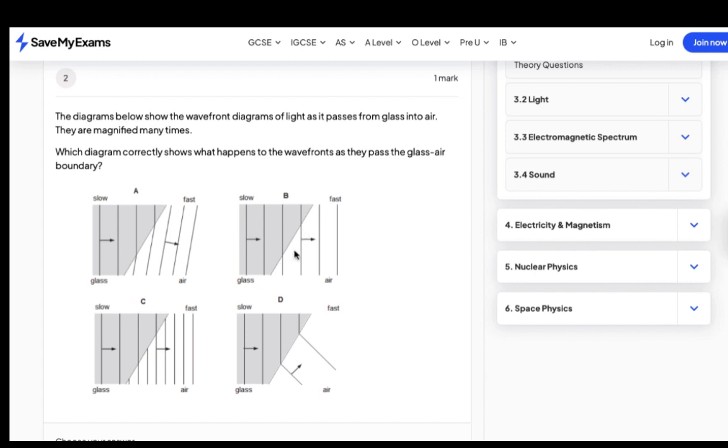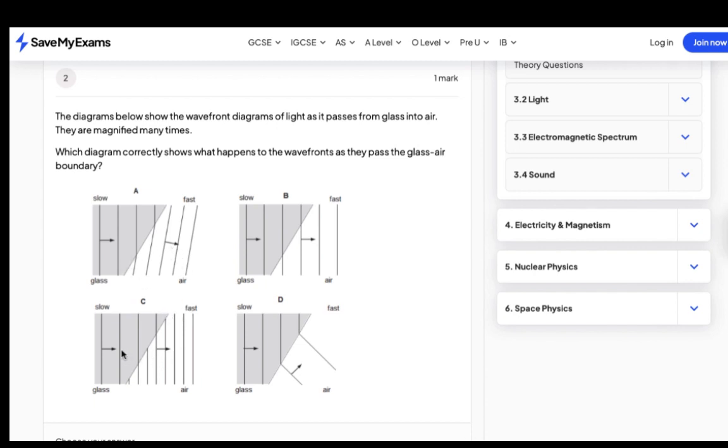Okay, this is not correct. A is wrong, and there's no refraction of the wave. B is wrong. Now let's see A. You can see that the wavefronts are different, from the glass and then to air, and there's refraction. So A could be an option.